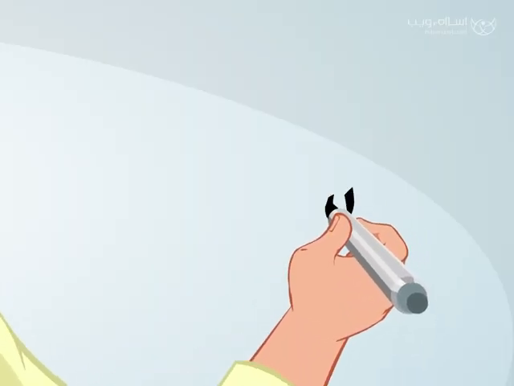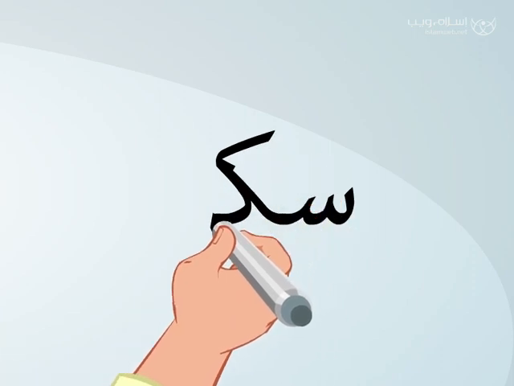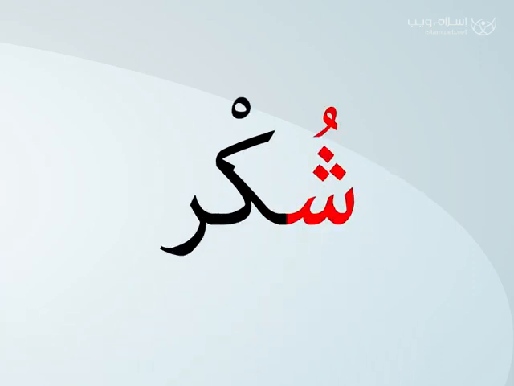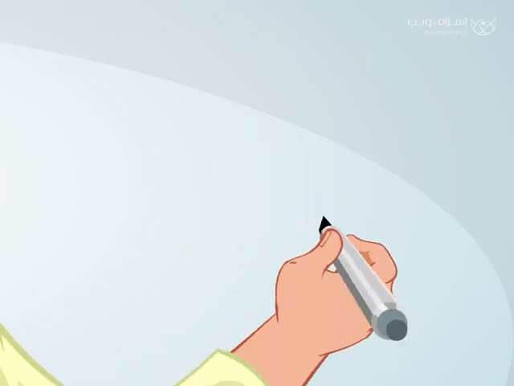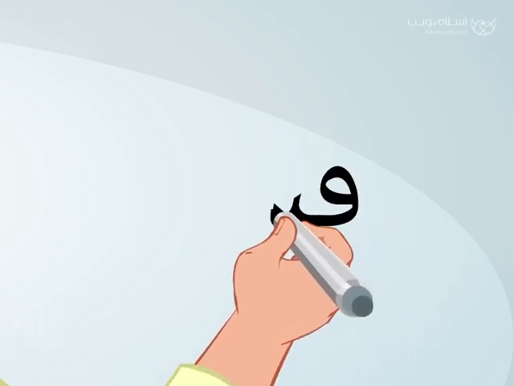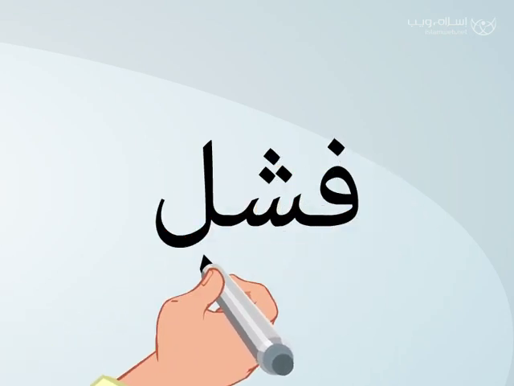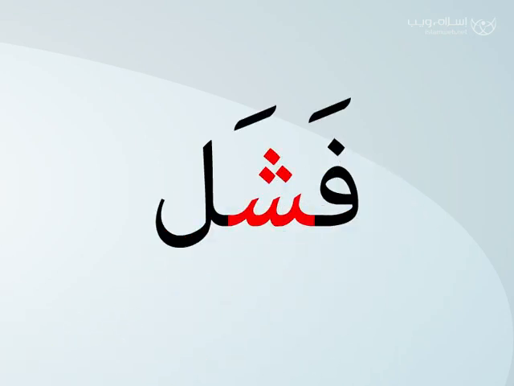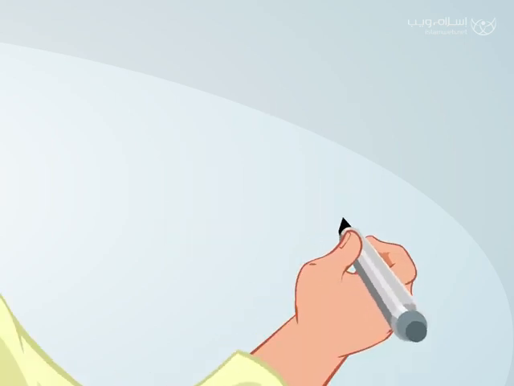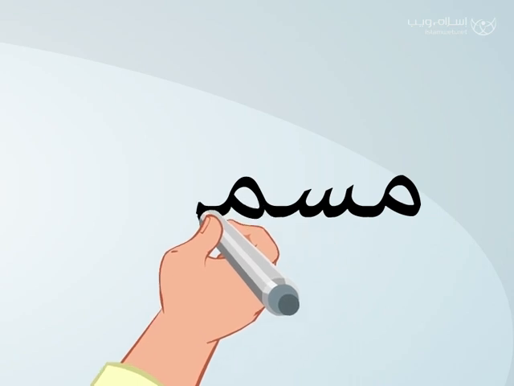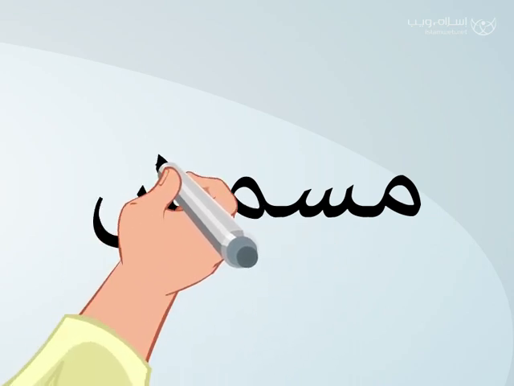This is how we write sheen at the beginning of the word, like this example. Shukr, which means thanks. And this is how we write sheen at the middle of the word, like this example. Fashal, which means failure. And this is how we write sheen at the end of the word, like this example. Mishmish, which means apricot.